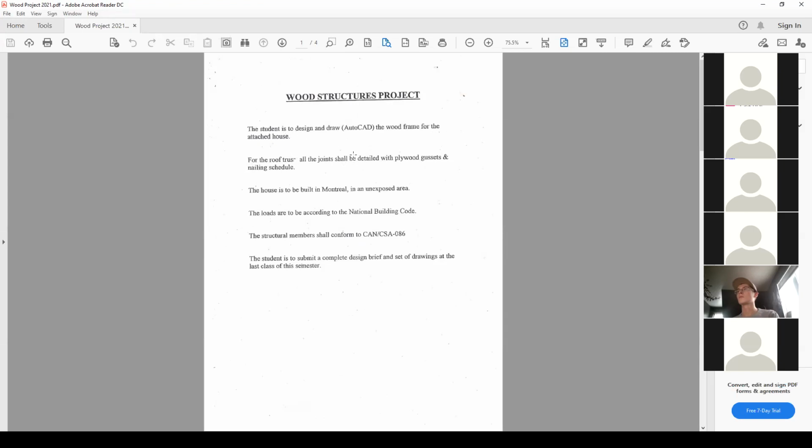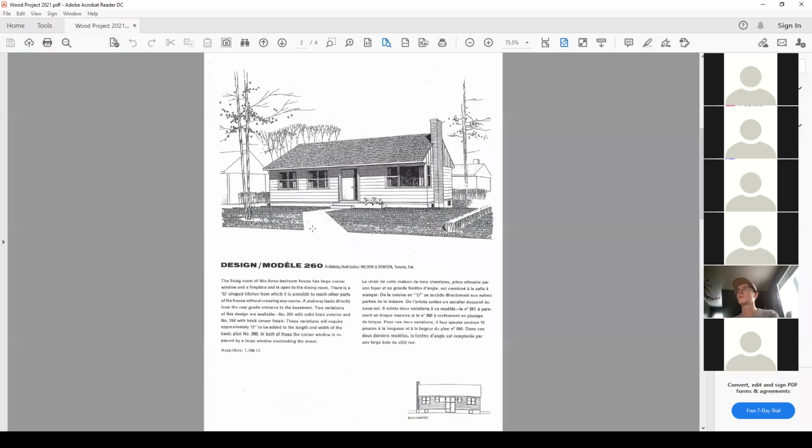Now, the house will be built in Montreal, National Building Code, and of course, this is the standard, okay? And then at the end, you're supposed to submit a design brief and a set of drawings on the last day of the semester. So that's when it's due.